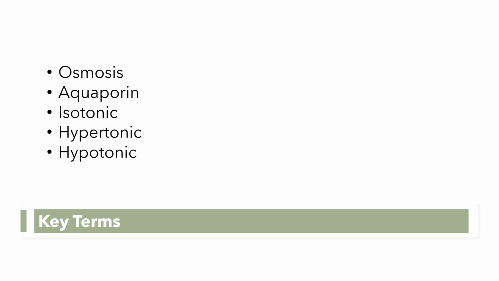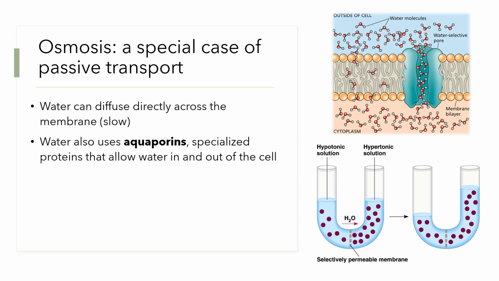The last thing we're going to talk about is osmosis. This is just a special case of diffusion. It's passive transport or diffusion of water. That's all that it is. We just use a special name because it's water, and water tends to break all the rules.